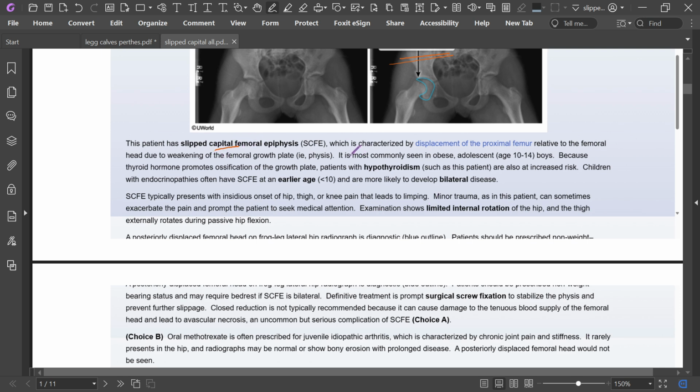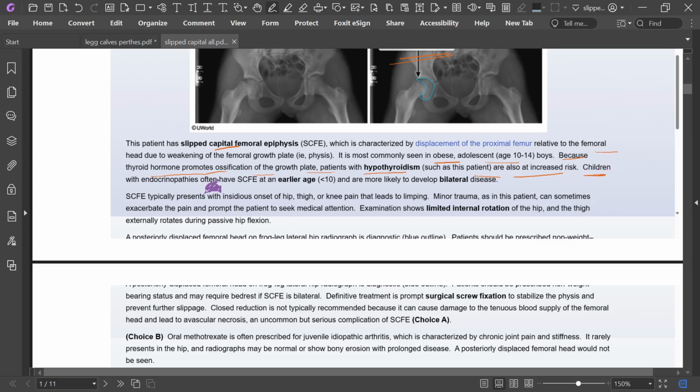So this patient has slipped capital femoral epiphysis, which is characterized by displacement of the proximal femur relative to the femoral head due to weakening of the femoral growth plate. It is most commonly seen in obese adolescents, because thyroid hormone promotes ossification of the growth plate. With hypothyroidism, such as in this patient, there is an increased risk. Patients with hypothyroidism can have it.